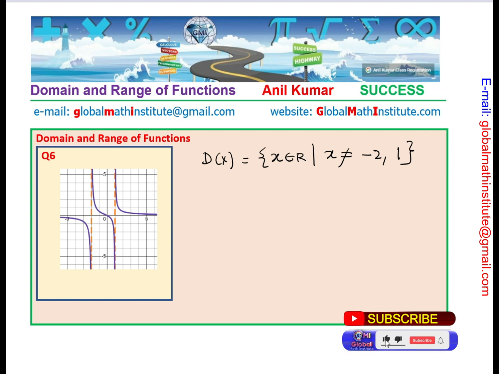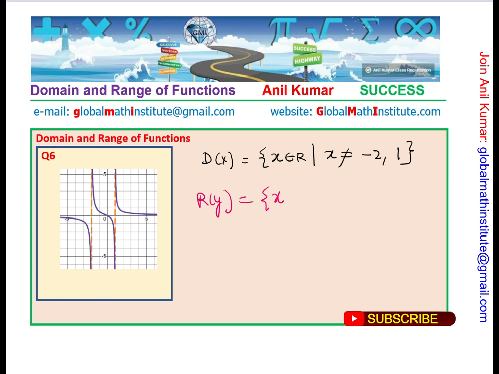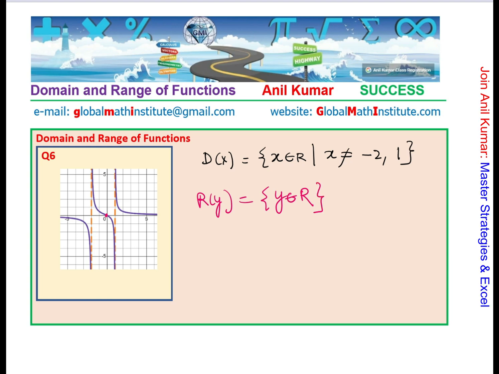As far as the range is concerned, the y values, you can see all y values are there, right? So there is no restriction on y values. This is going through the origin also, right? So there is no restriction on the y values. So that is how you have to write the domain and range of this particular function.